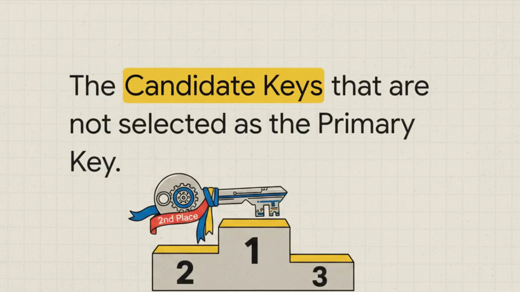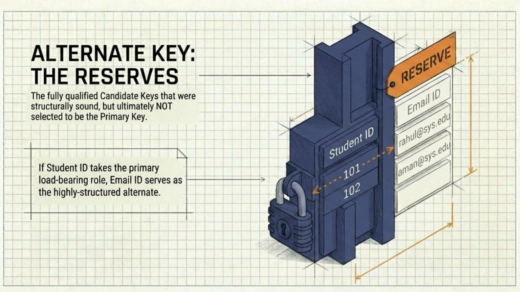Okay, so what about our election losers? The valid candidates that just didn't get picked to be the primary key? We call those alternate keys. If student ID wins the primary key spot, the runner-up, like our email ID from earlier, officially becomes the alternate key. It's still completely unique, it's still highly important, it's just the alternate.